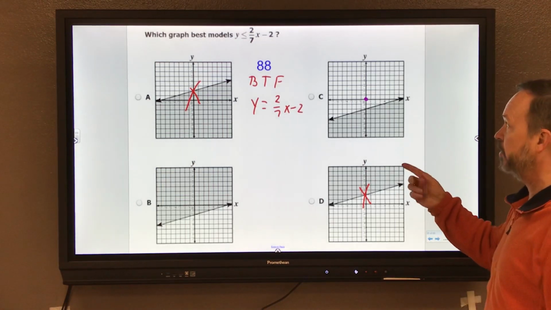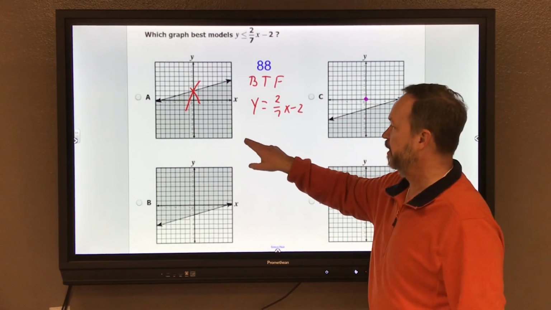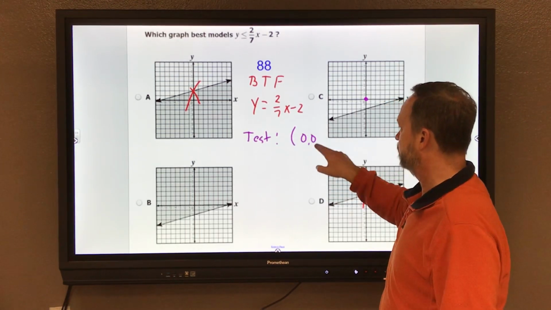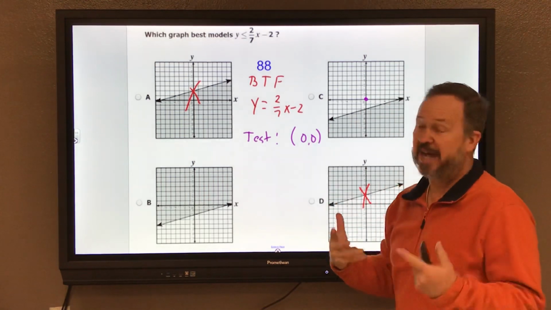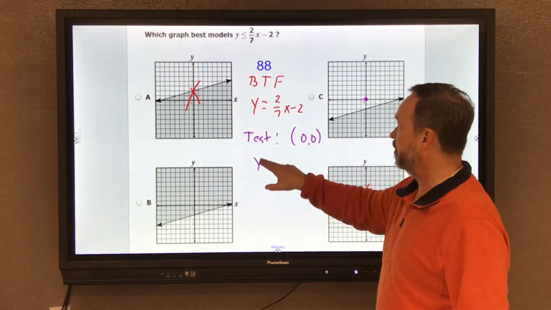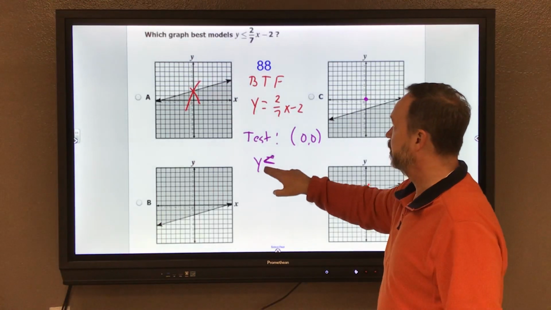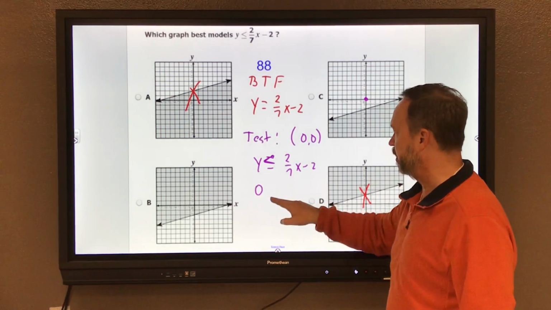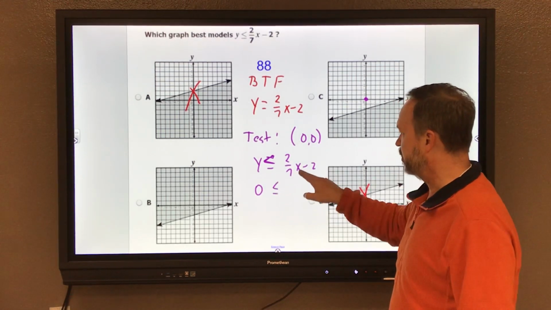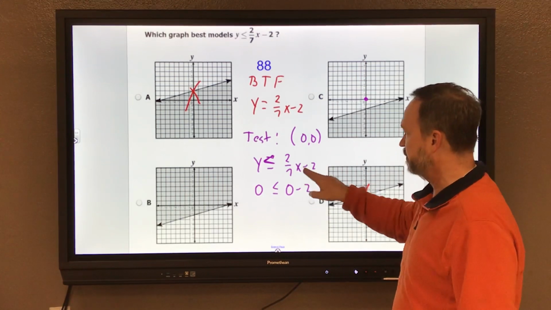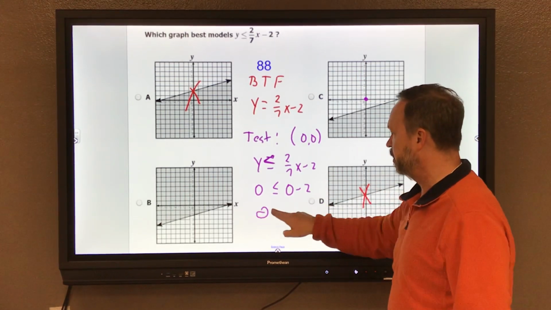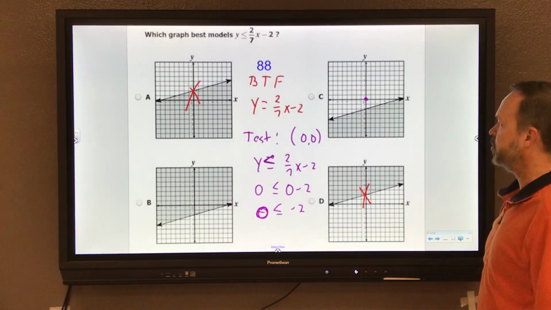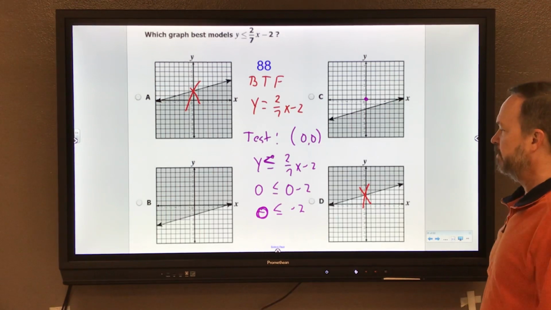So I'm going to try 0, 0 in my original problem. So I'm going to do my test point for 0, 0. Doesn't have to be 0, 0. I just like that one. If I can use it, I usually do. So I've got my original problem. I put 0 in for y. That's why I like to do those, because you can't get the x and y backwards. And I put 0 in for x. And 2 sevenths times 0. And so I end up with 0. It's a pitiful looking 0. 0 is less than or equal to negative 2. That's just not true. So that doesn't work.